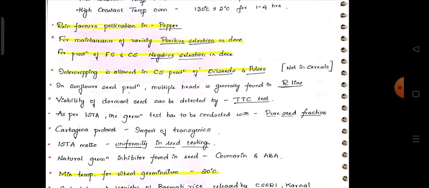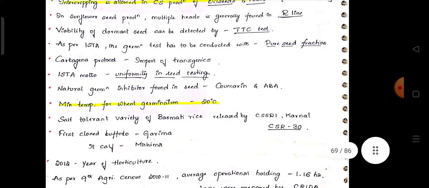Cartagena Protocol talks about the import of transgenics. ISTA motto is uniformity in seed testing. Natural germination inhibitors found in seed are coumarin and abscisic acid. Minimum temperature for wheat germination is 20 degrees Celsius. Salt tolerant variety of basmati rice released by CSSRI Karnal is CSR 30. First cloned buffalo is Garima. Its calf is Mahima.